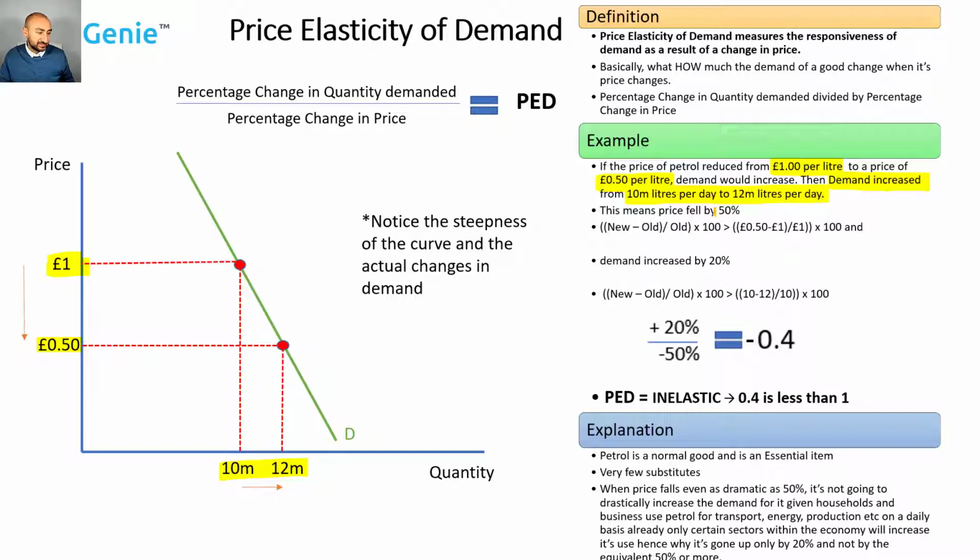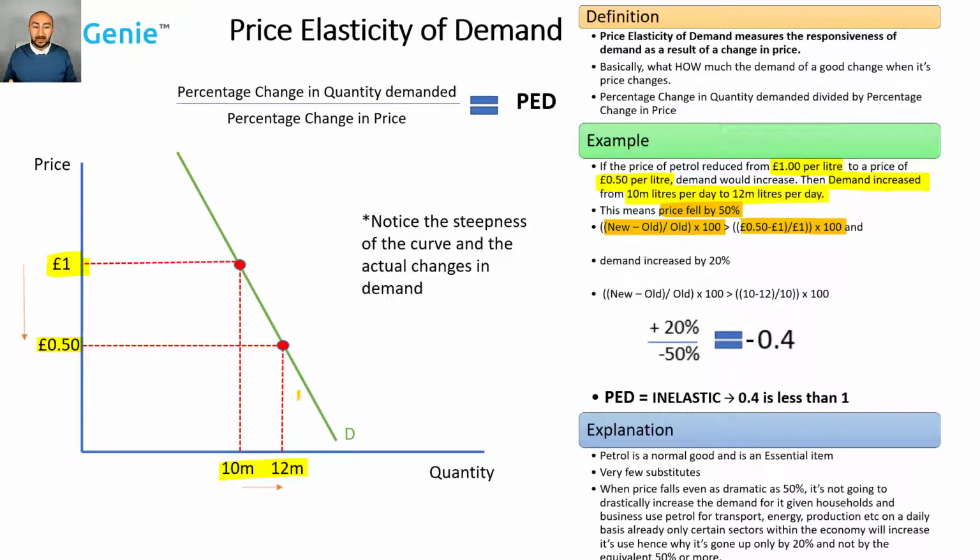The price, as can be seen, we've reduced by 50%. How did we work that out? We did the new price minus the old price divided by the old price multiplied by 100. So 50p minus £1 divided by £1 multiplied by 100, and we got minus 50%. Okay, that's how we worked out the 50% change in the price reduction.